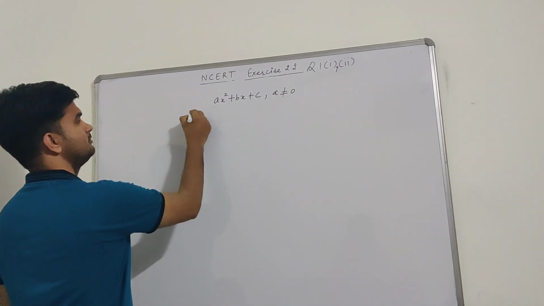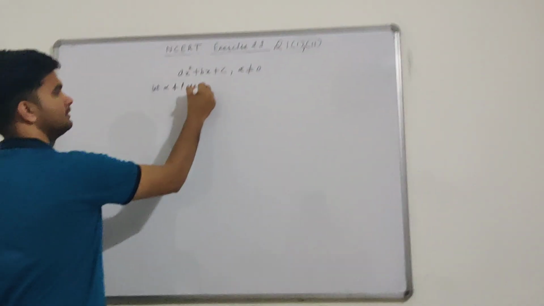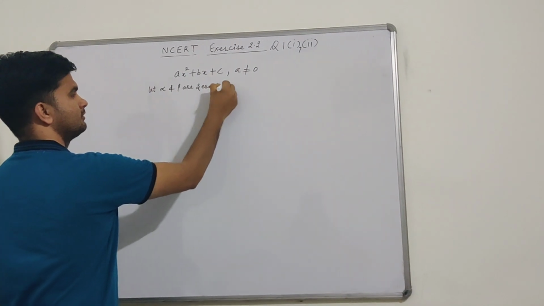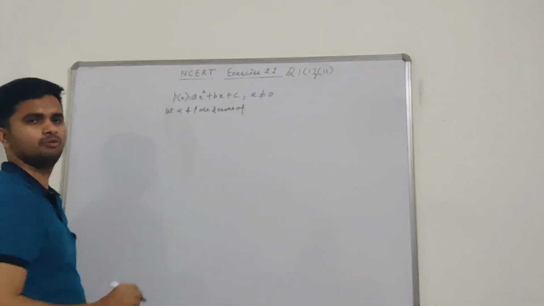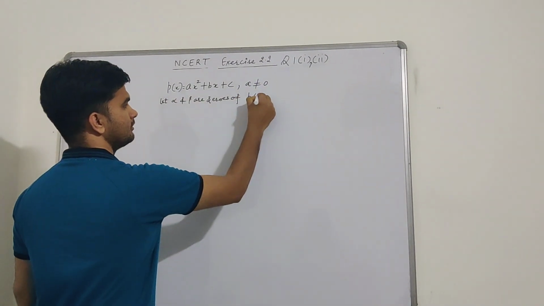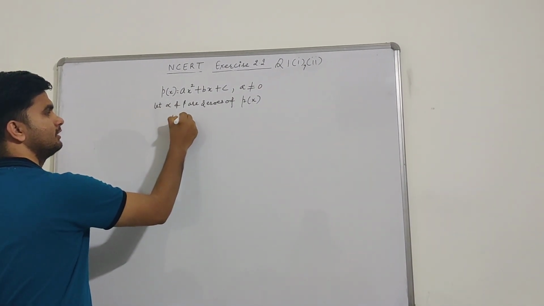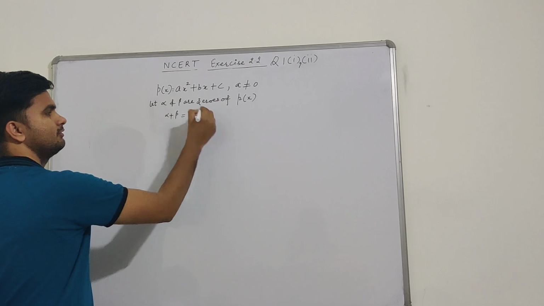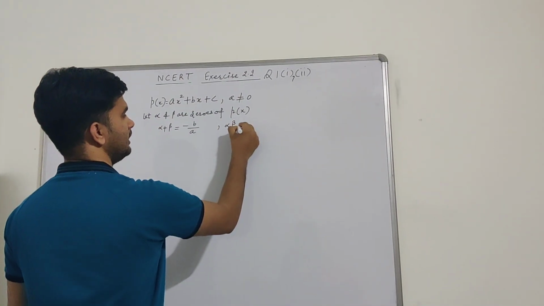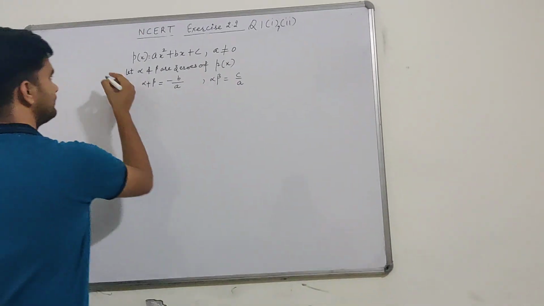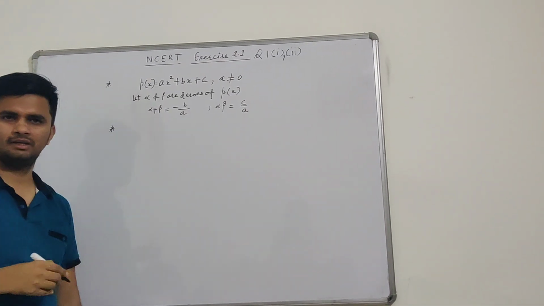Now let us assume that alpha and beta are zeros of this polynomial in the form of x, right? And how can we find the sum of zeros? Alpha plus beta is equal to minus b over a, and the product of zeros, alpha beta, is equal to c over a. One more important point related to this exercise.